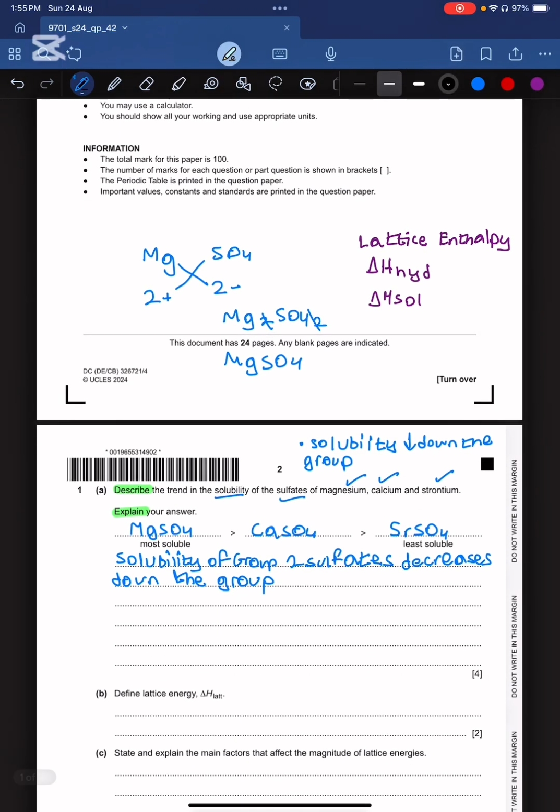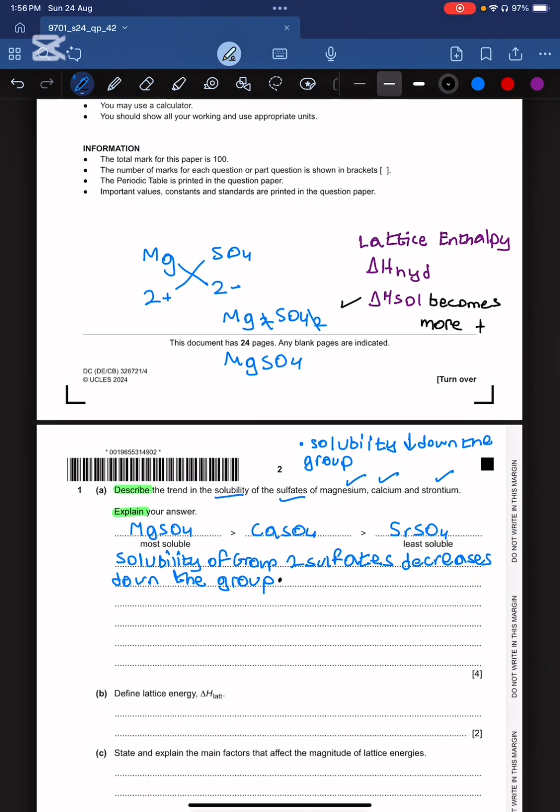Now, if the solubility was increasing, then we would say that the enthalpy change of solution becomes more exothermic down the group or more negative down the group. But here we're talking about sulfates. So because the solubility is decreasing down the group, we will write the enthalpy change of solution becomes more endothermic or more positive down the group. Now we know enthalpy change of solution becomes more positive. Just write it in short form in your notes so it makes it easier. This is done. But before that, we have to talk about the lattice enthalpy and the hydration enthalpy.